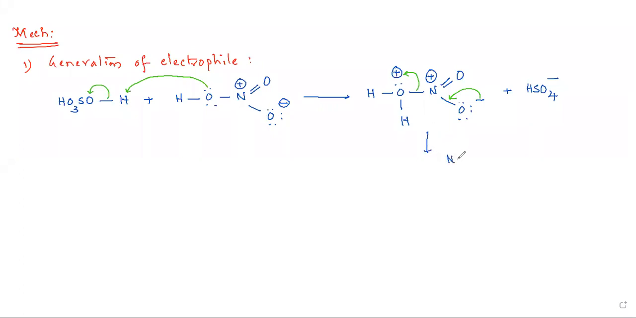We get our electrophile. But as and when this bond goes towards the positive charge on oxygen, nitrogen will again get a positive charge. That is, of course, the electrophile that we are going to get. So this is the nitronium ion, the electrophile for nitration.